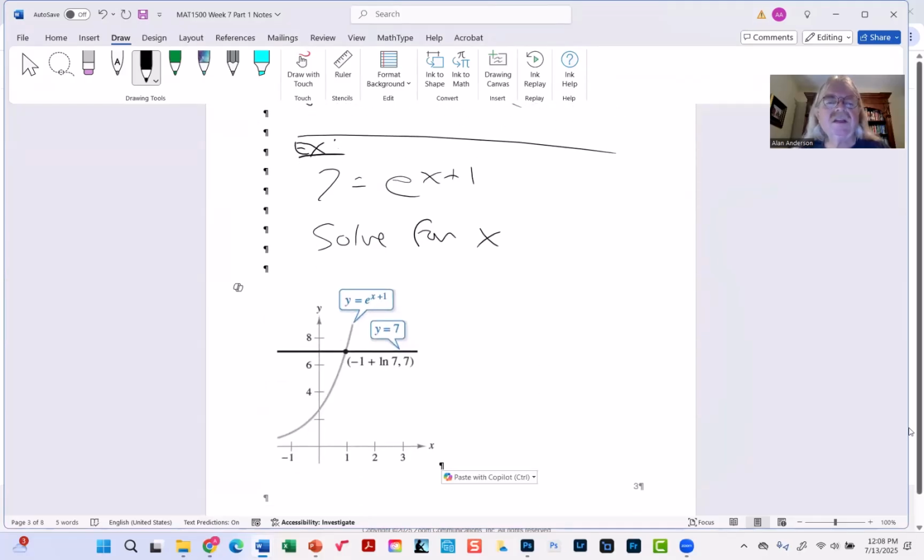So y equals e to the x plus 1 is the gray curve. Y equals 7 is the black line, and you can see where they cross. That would be our solution. Now, here's how you can do this algebraically.